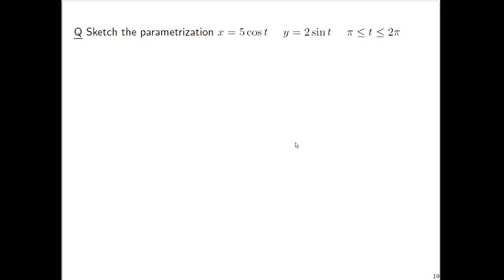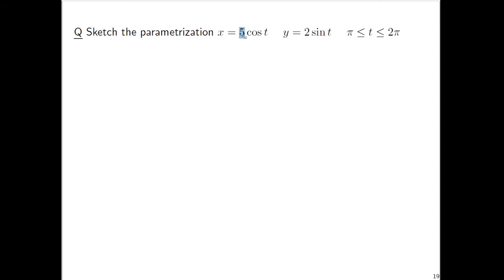All right, let's look at this. Sketch the parameterization x equals 5 cosine t and y equals 2 times sine of t, from t starting at pi and ending at 2 pi. Oh, lots of things going on differently. Let's ignore the 5 and the 2 for a moment. If we pretend the 5 and the 2 aren't here, we'd still have the unit circle, right? x equals cosine t, y equals sine t. It's just the angles from pi to 2 pi. Well, that would be the bottom half of the unit circle.